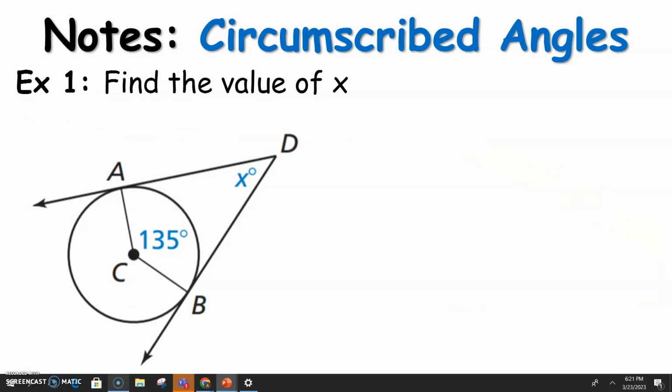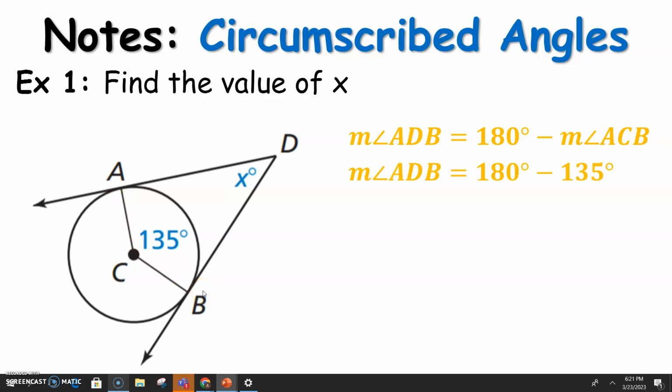Example 1, find the value of x. We notice here that according to our theorem, this is a circumscribed angle, and that angle ADB is equal to 180 minus our central angle ACB. That is 180 degrees minus 135, or 45 degrees.